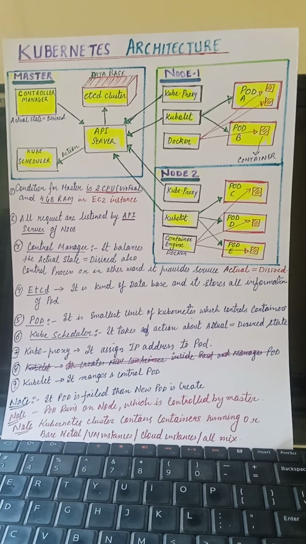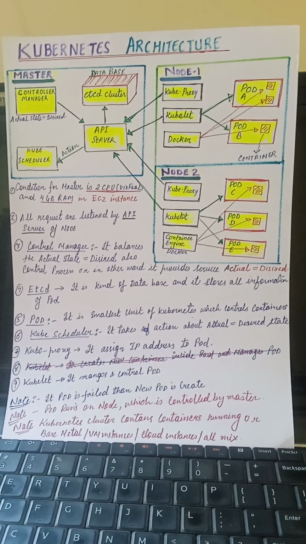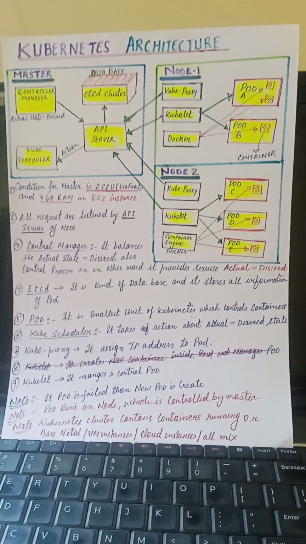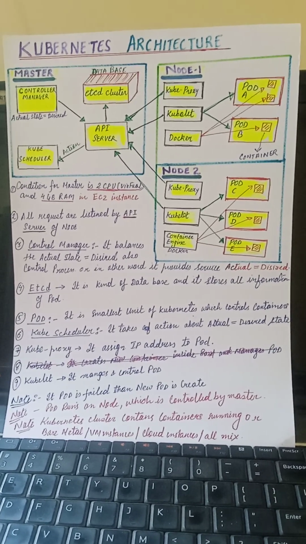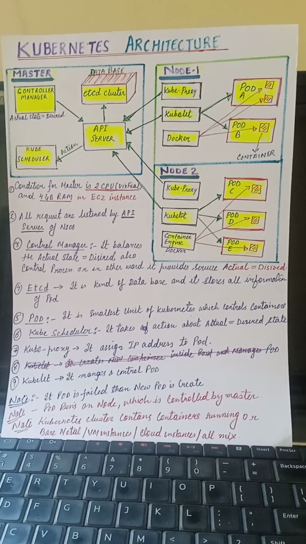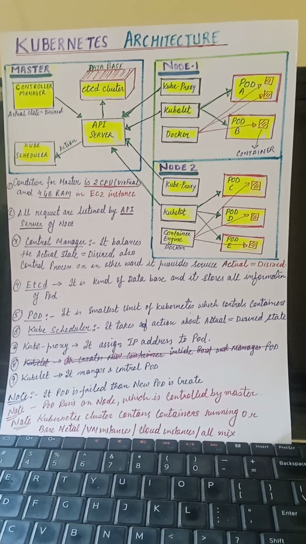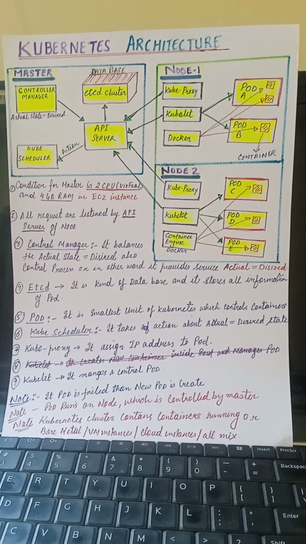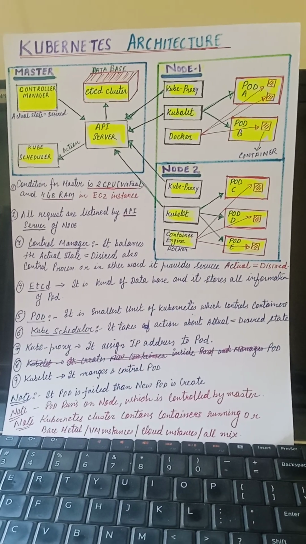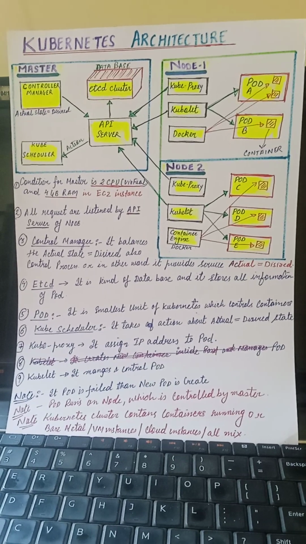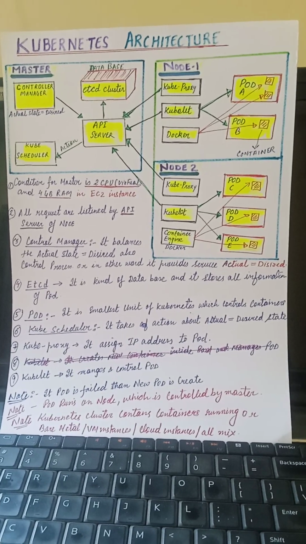So friends, we will discuss this architecture in points. Our first point is the condition for master. The condition for master is two virtual CPUs and 4 GB RAM, as we are installing EC2 instances in an AWS account. In our next video we will discuss how to create a free tier account in AWS, Amazon Web Services.